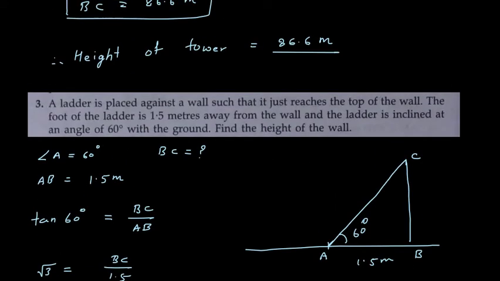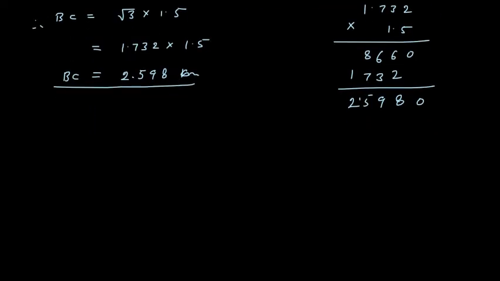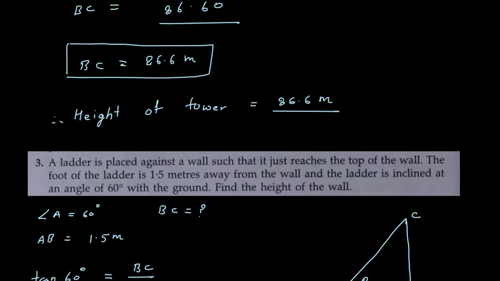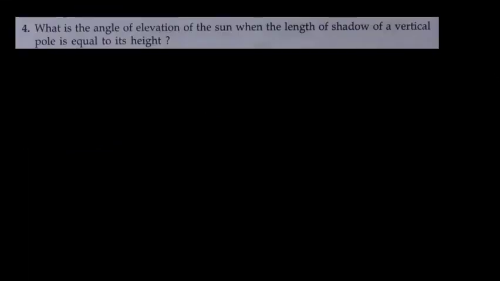So therefore I will say that the height of the wall, find the height of the wall. Therefore the height of the wall is equal to 2.598 meter. So if you are able to analyze the situation, then the problems are much simpler, as compared to trigonometry also.